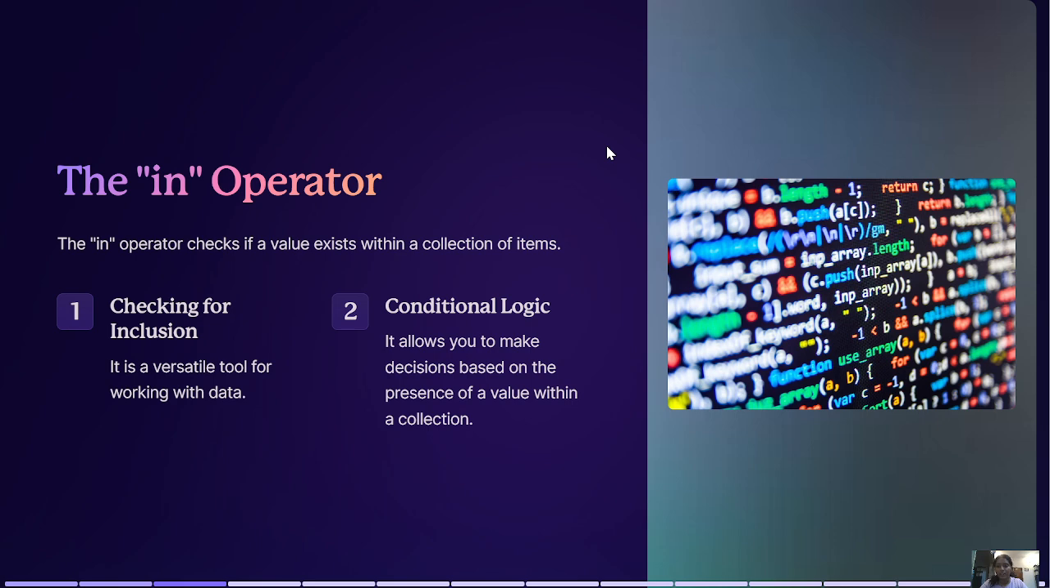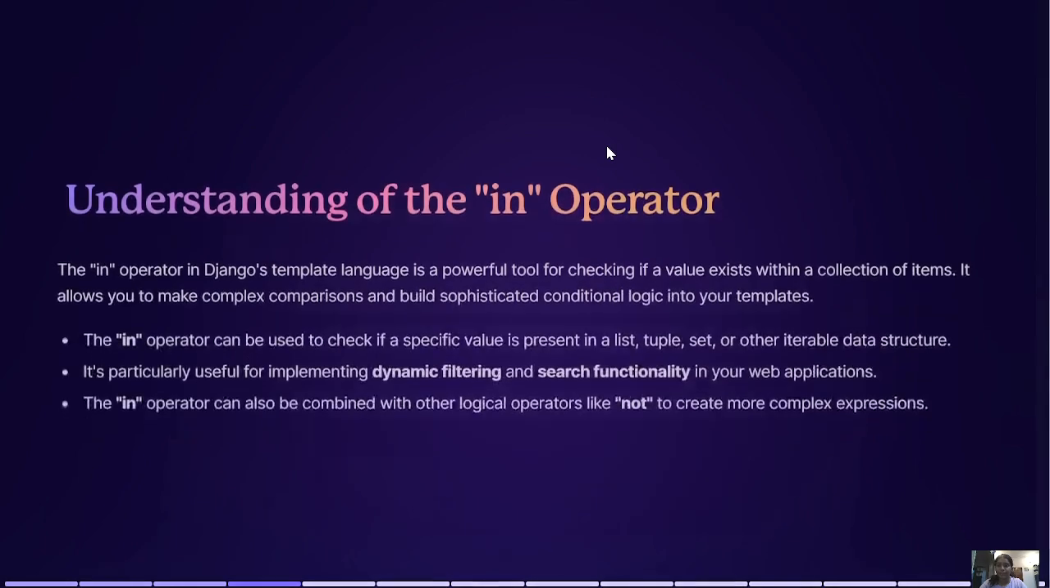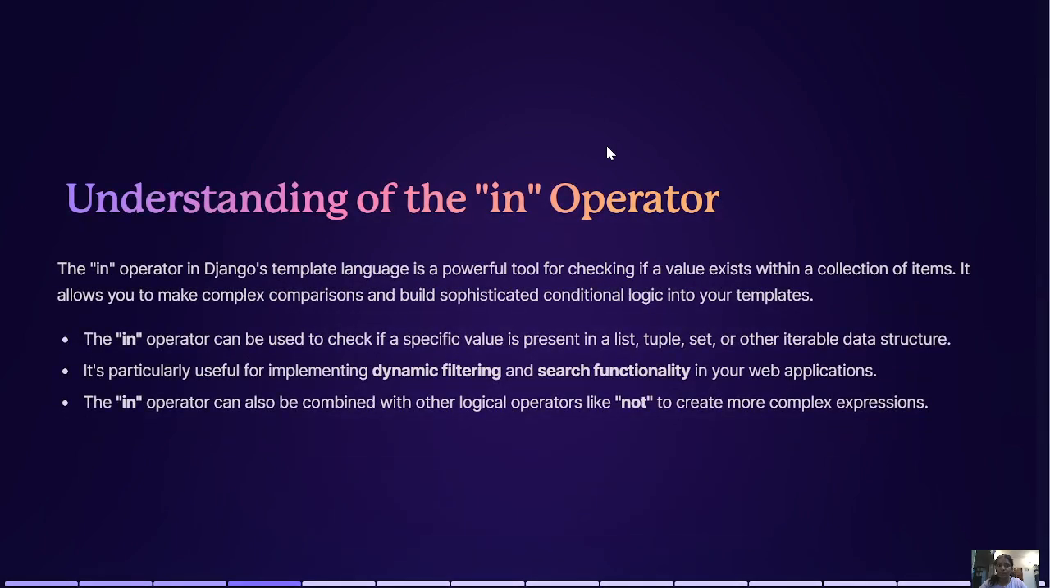The in operator checks if a value exists within a collection of items. First one is checking for inclusion. It is a versatile tool for working with data and condition logic. It allows you to make decisions based on the presence of a value within a collection. So let's understand more about the in operator.